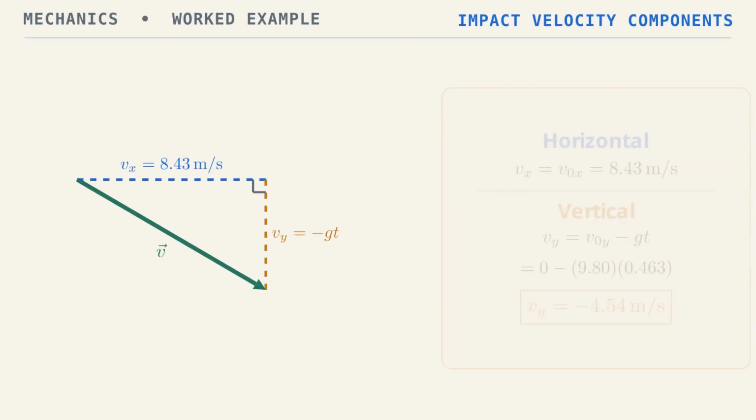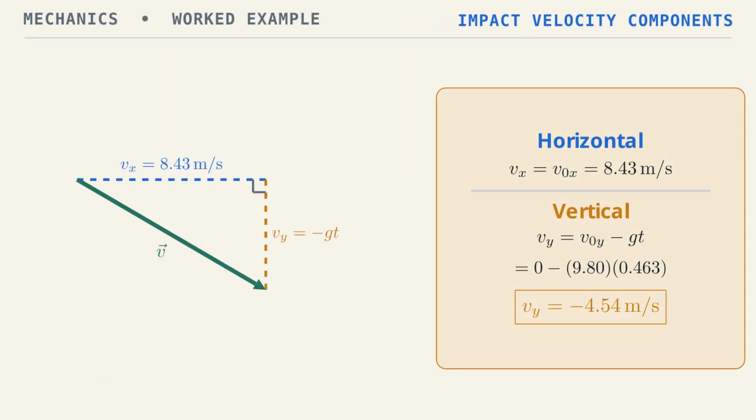Immediately before impact, the horizontal component is still 8.43 meters per second. The vertical component has changed under gravity. Vy equals 0 minus g times t, which is negative 4.54 meters per second. Negative means downward in our coordinate system. Draw these perpendicular components head to tail. The solid diagonal is the actual impact velocity. The components are its legs, not three separate velocities.